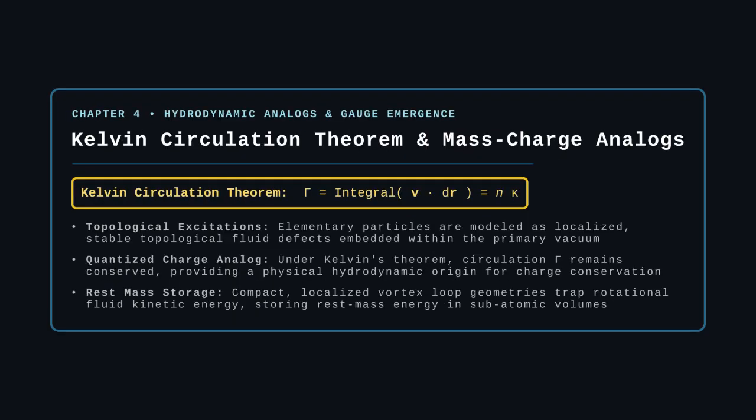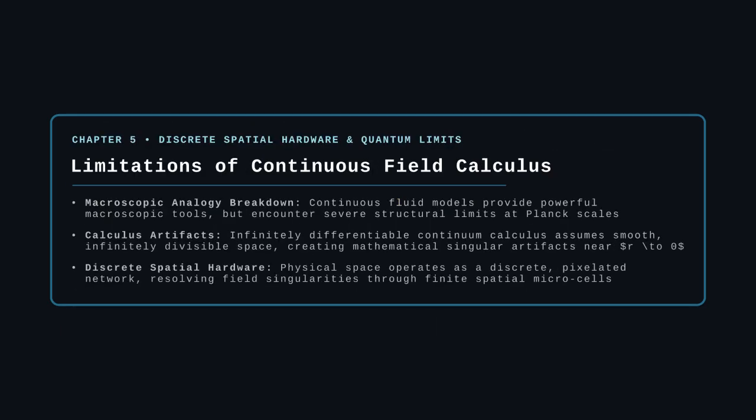Furthermore, elementary particles can be modeled as localized topological fluid excitations. Under the Kelvin circulation theorem, where circulation gamma equals the closed line integral of v dot dr, which equals n times kappa, circulation quantization provides a hydrodynamic analog for charge conservation. Localized vortex loops illustrate how rest mass energy can be stored in compact fluid geometries. However, as we demonstrate in Chapter 5, extrapolating this smooth continuum down to Planck dimensions encounters fundamental structural fracture points.